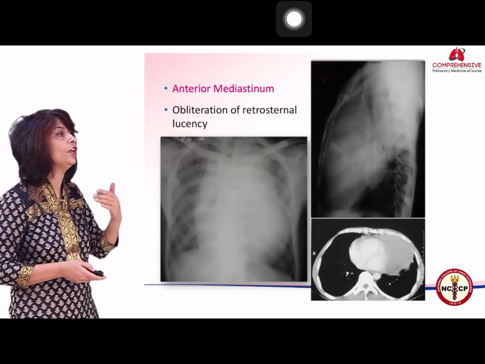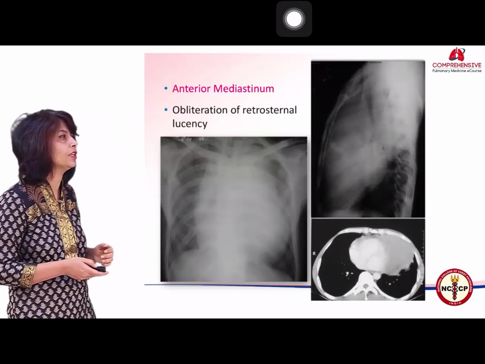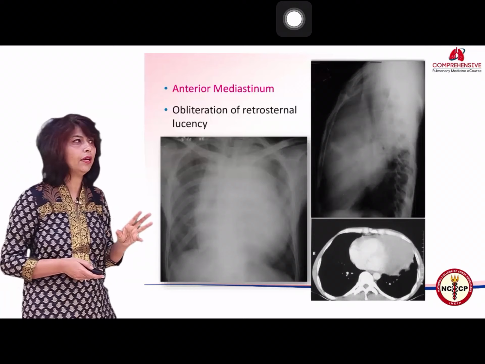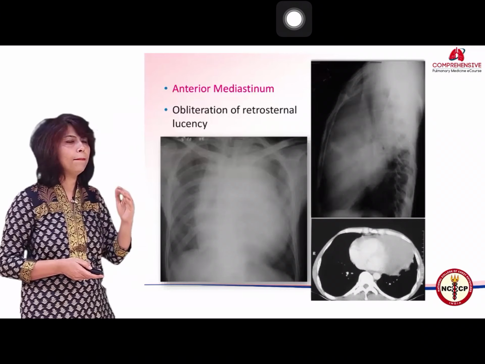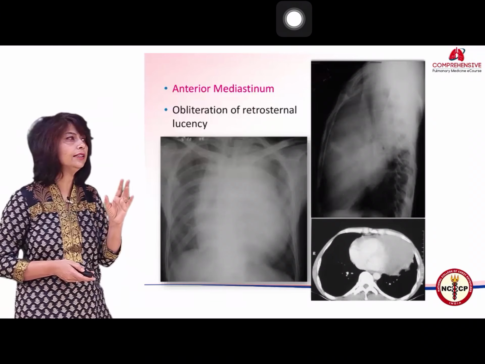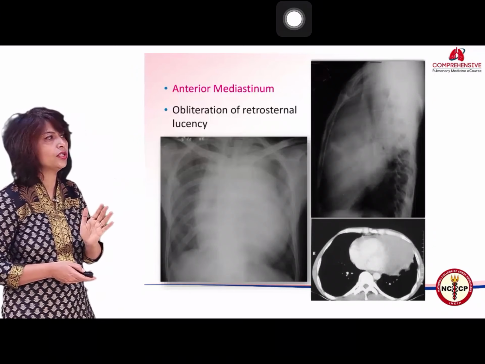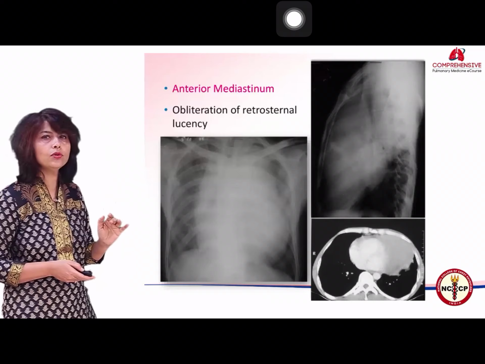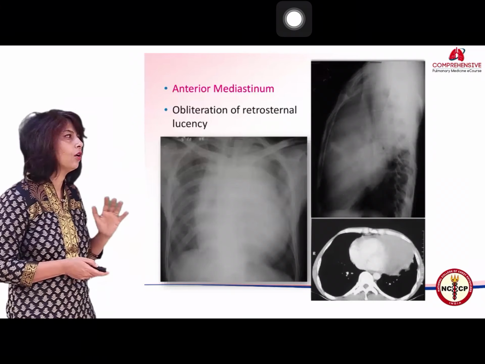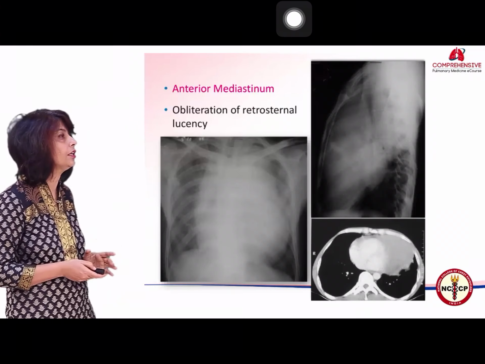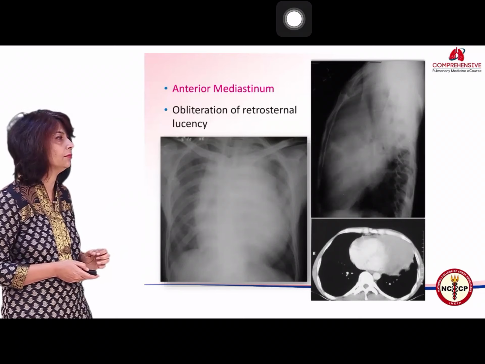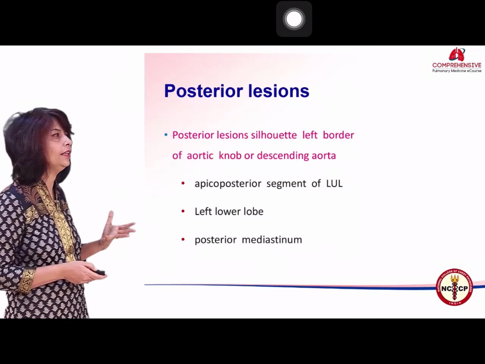But herein, if we go for the lateral radiograph, what did we see in the lateral radiograph? A black area behind the sternum, which we labeled as a retrosternal lucency. Now this retrosternal lucency is obliterated, gone, if the lesion is located in the anterior mediastinum. We are done with the anterior lesions.